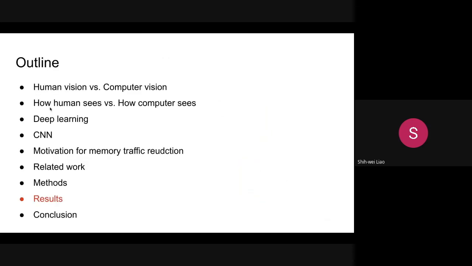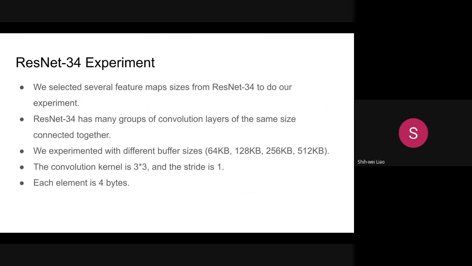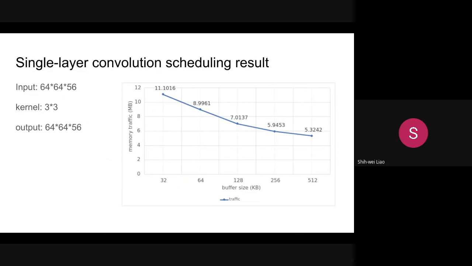And so here, in the interest of time, let's go directly to results. You can learn a lot from the results and save your time from reading in the middle. And we use the Gemmini simulator from UC Berkeley, and we omit the normalization and the ReLU layers because these layers incur a very small number of operations compared with the convolution layer. Here is the result of our ResNet 34. And this is a single layer scheduling output.